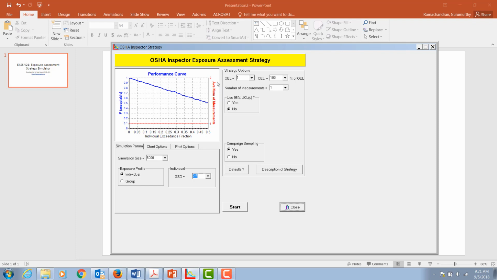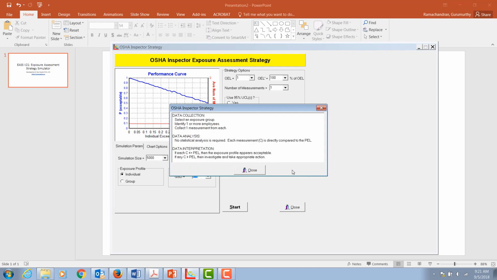And on the y-axis is the average number of measurements. In the case of the OSHA strategy, the average number of measurements is just one. One measurement is enough to make a decision.